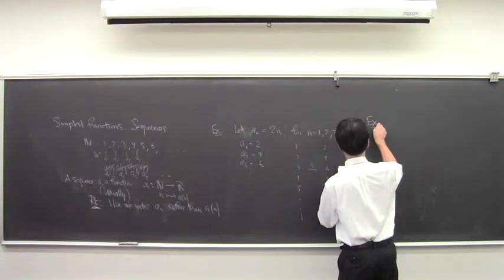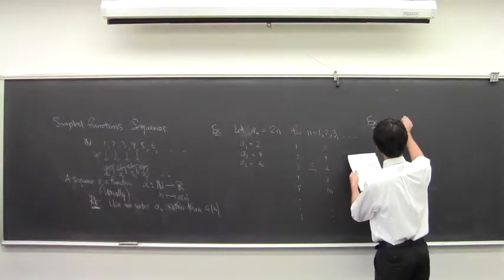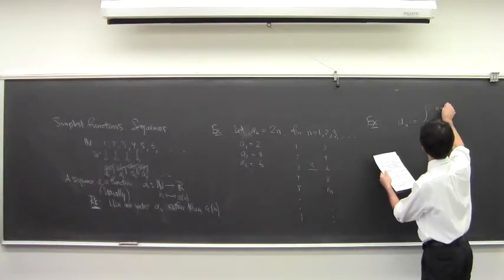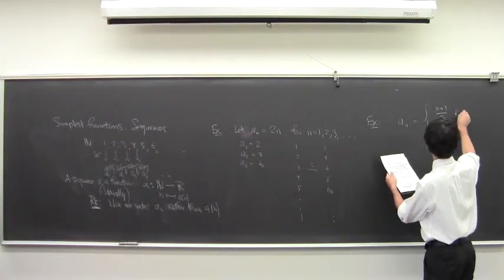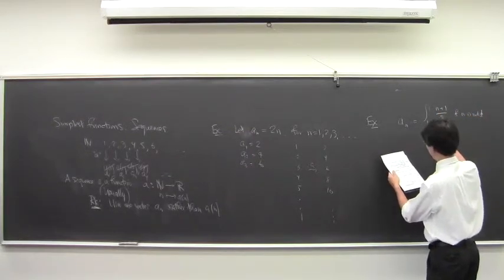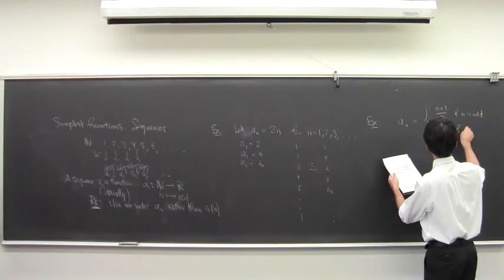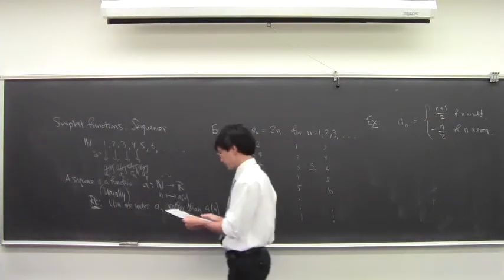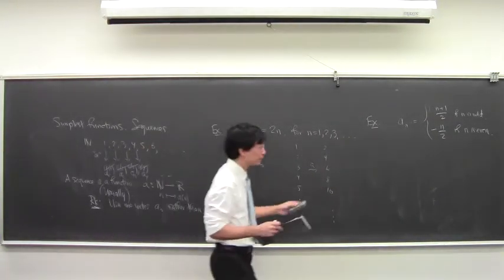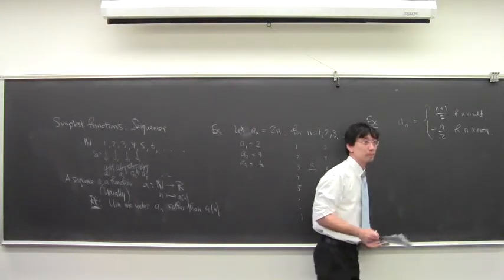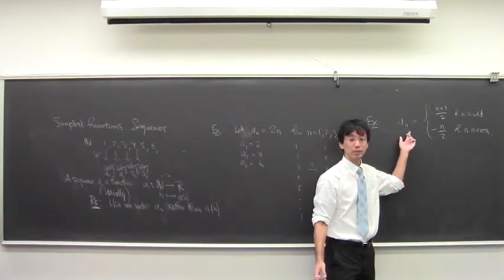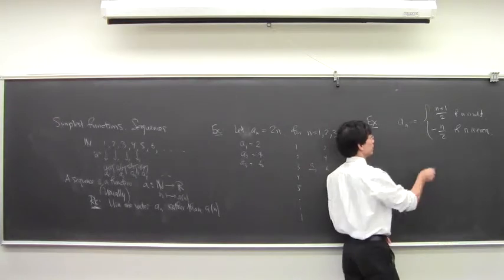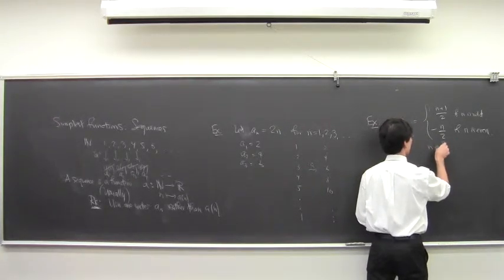Okay. Let me give another example. You could have A sub n defined like this: (n plus 1) over 2 if n is odd, and negative n over 2 if n is even. Okay. Take a minute and tell me what this sequence looks like. So n again is in 1, 2, 3, and so on.